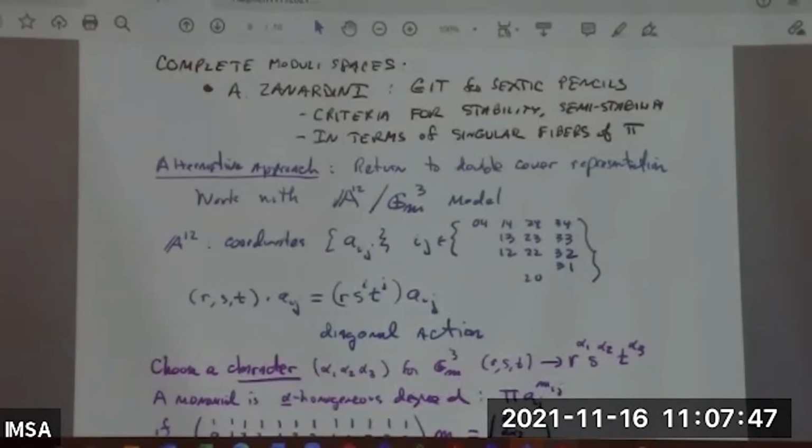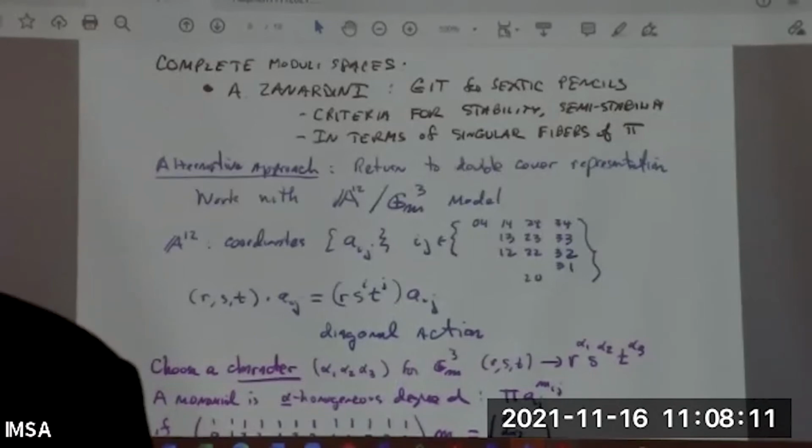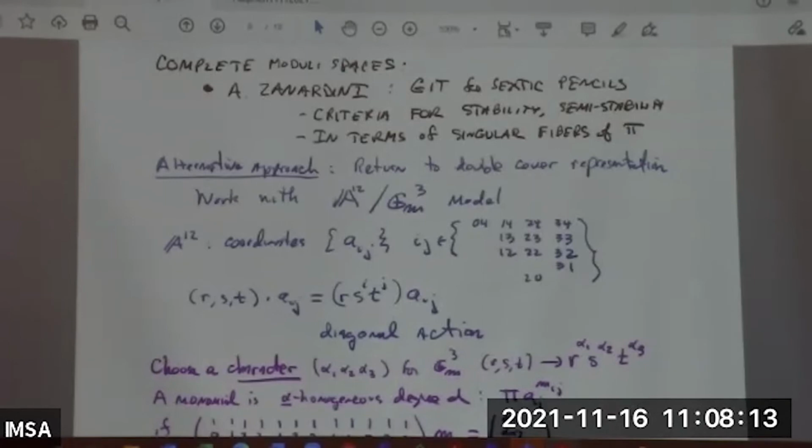But her theorems from her thesis indicated that the stability was related to the singular fibers of the pencils. Not a surprise given the work on the m=1 case, Weierstrass fibrations. But it's not very explicit. You calculate stability and you don't really know anything about the space. So particularly, we don't know whether it's rational or not.